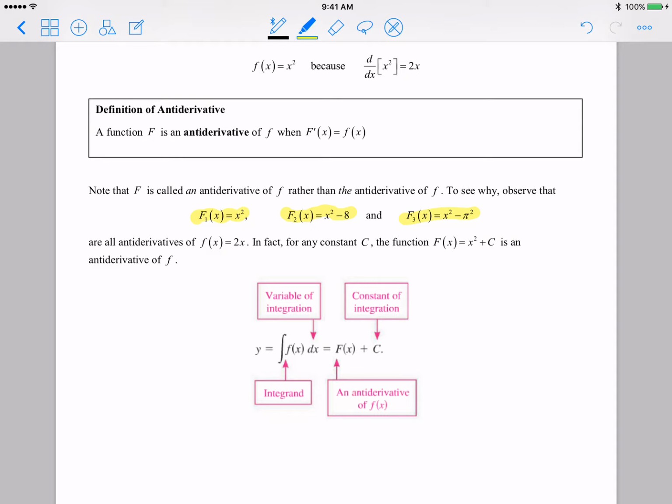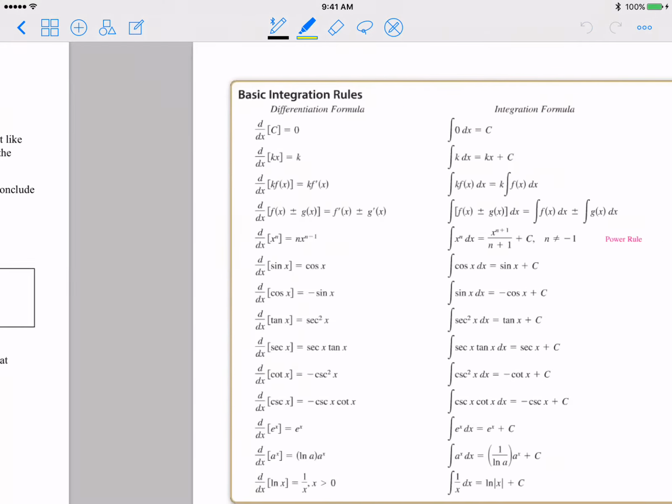The way that we deal with this is by using what's called a constant of integration. That's what you can see right here, that we're going to add on to what is called an indefinite integral. We'll talk about definite integrals in a later lecture, but this lecture will be all about indefinite integration.